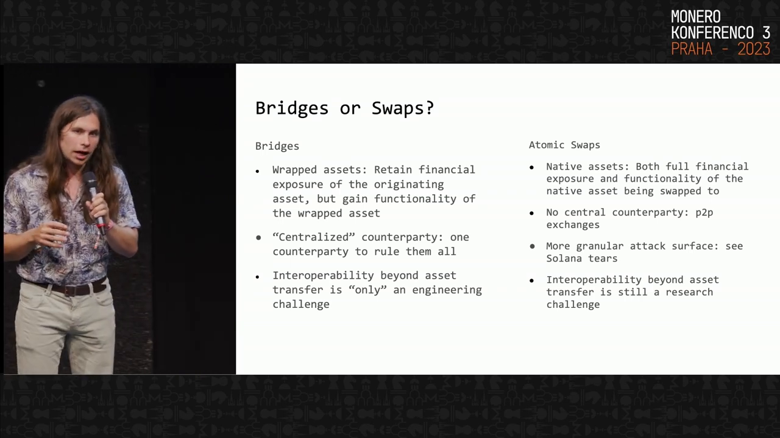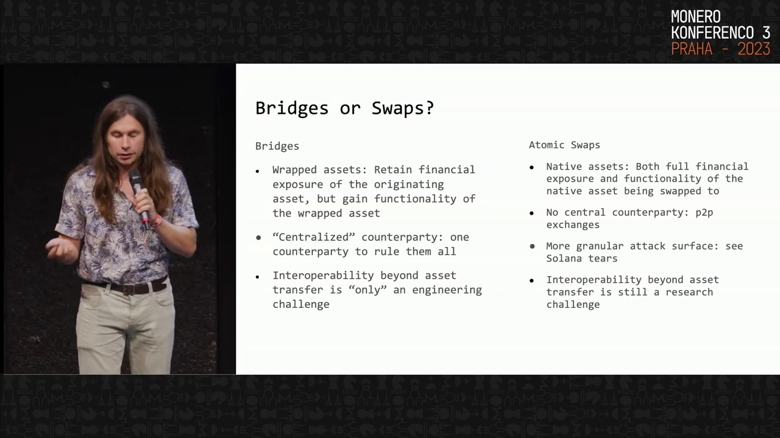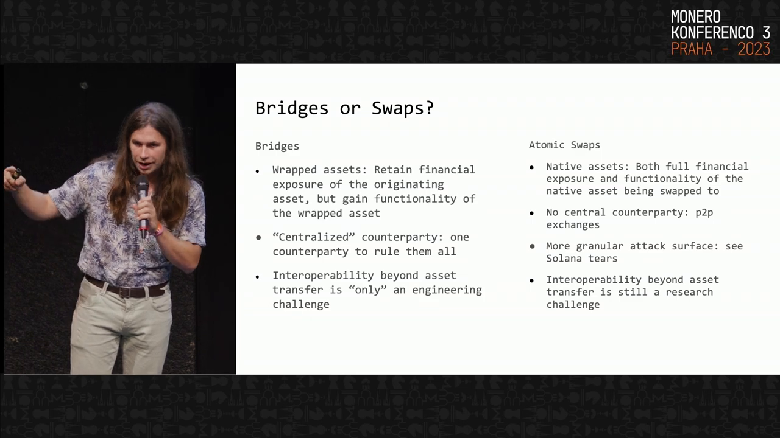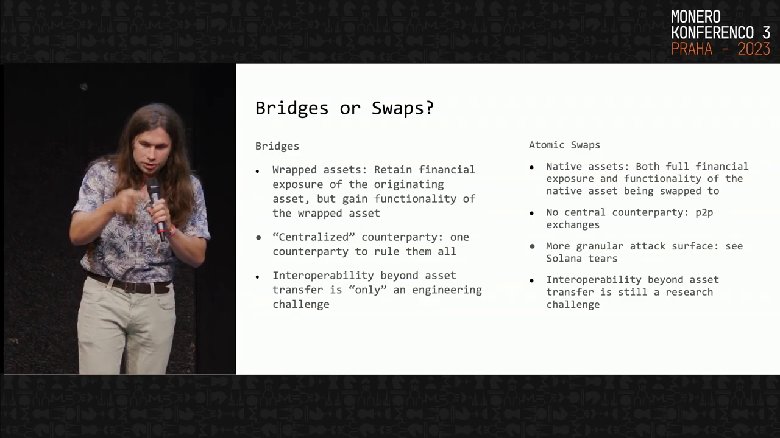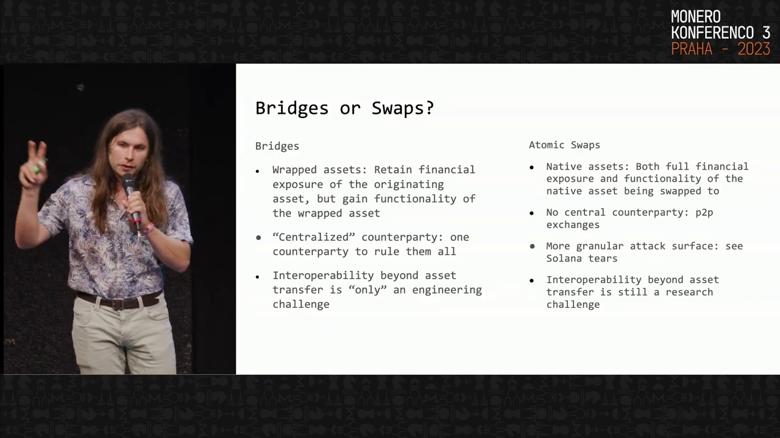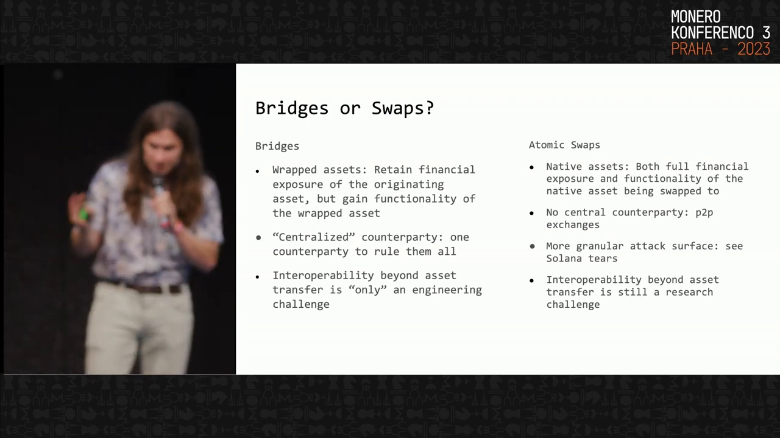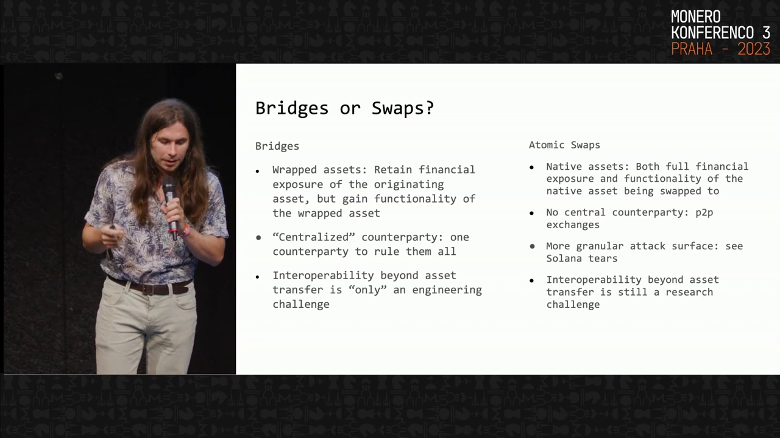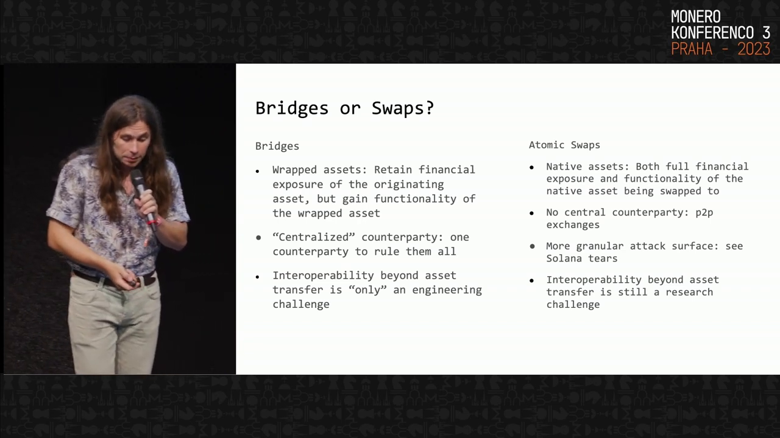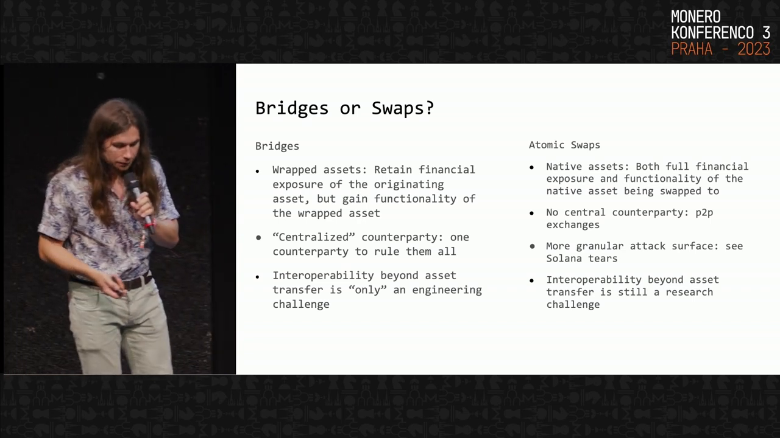This has a few shortcomings, but the upside is that you retain, if you want this, the financial exposure to the originating asset, which is not the case with atomic swaps, where you're actually exchanging these tokens. So sometimes you may want that. Of course, that's modulo the security assumptions about the bridge, but that is something that's clear about bridges. You're not exchanging these native tokens.